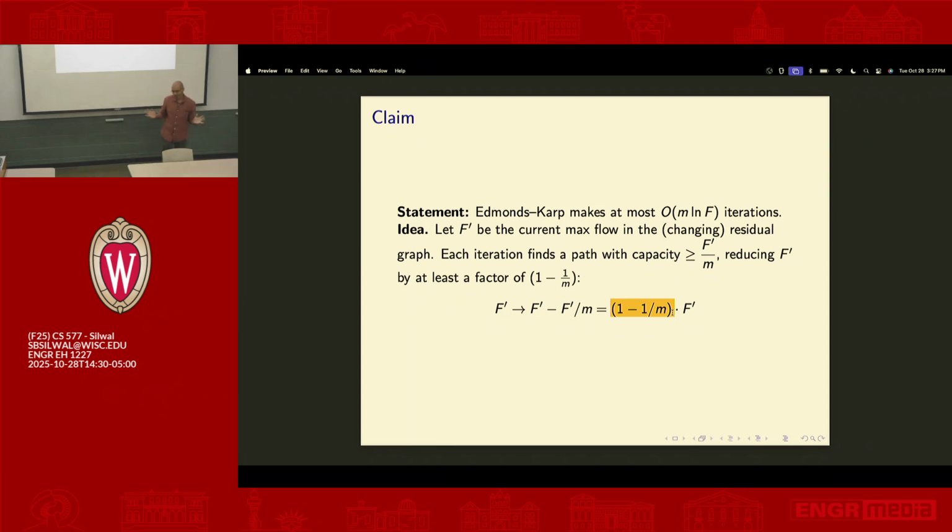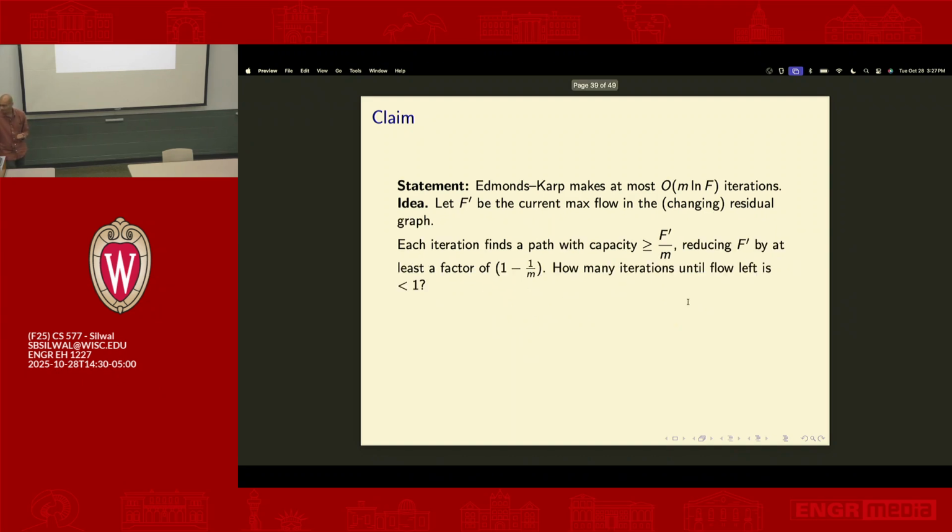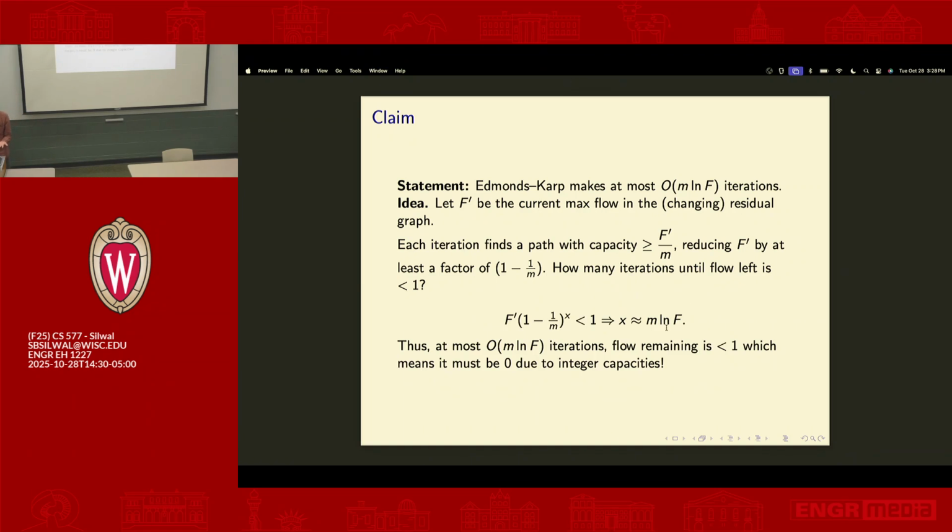Another way to say it is whatever flow I have left that I can possibly send from S to T, there's always going to be a way to send at least that over m units of flow on some path. So the flow that's remaining as I keep running through different iterations is decreasing by this factor, 1 minus 1 over m. And the question is, how many times can I multiply 1 minus 1 over m to f? At some point, it's going to be less than 1. If I assume everything is an integer, if it's less than 1, then it must be 0.